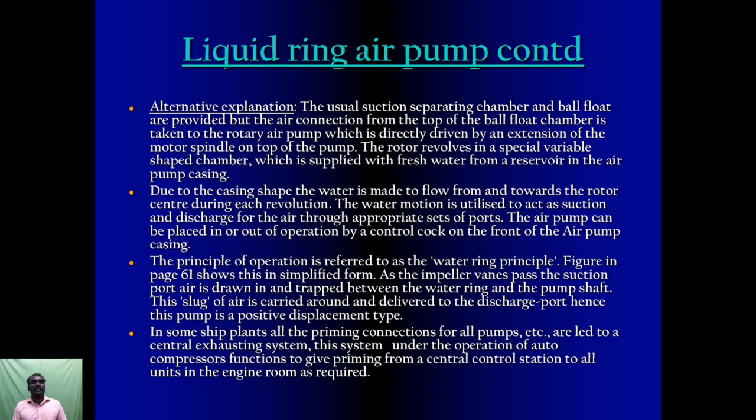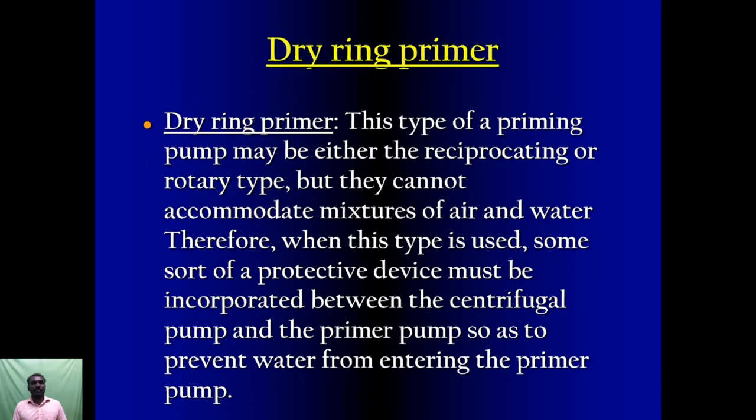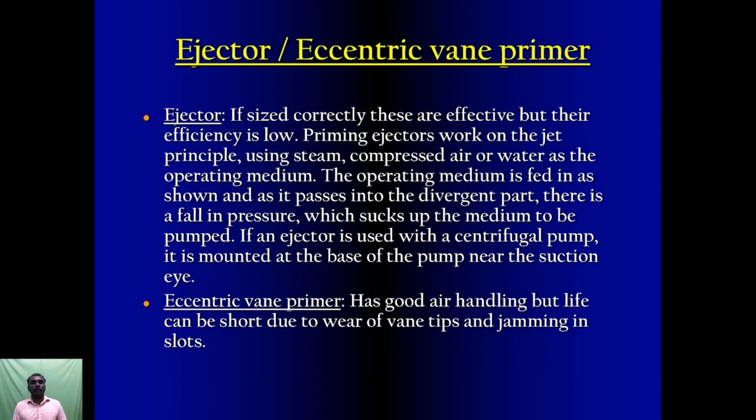In some ship plants, the priming connections for all pumps, etc., are led to an external exhausting system. The system, under the operation of an automatic compressor, functions to give the priming from a central control station to all units in the engine room as required. Next, the driven primer. This type of priming pump may be either the reciprocating or rotary type, but they cannot accommodate a mixture of air and water. Therefore, when this type is used, some sort of protective device must be incorporated between the centrifugal pump and the primer pump so as to prevent water from entering the primer pump.